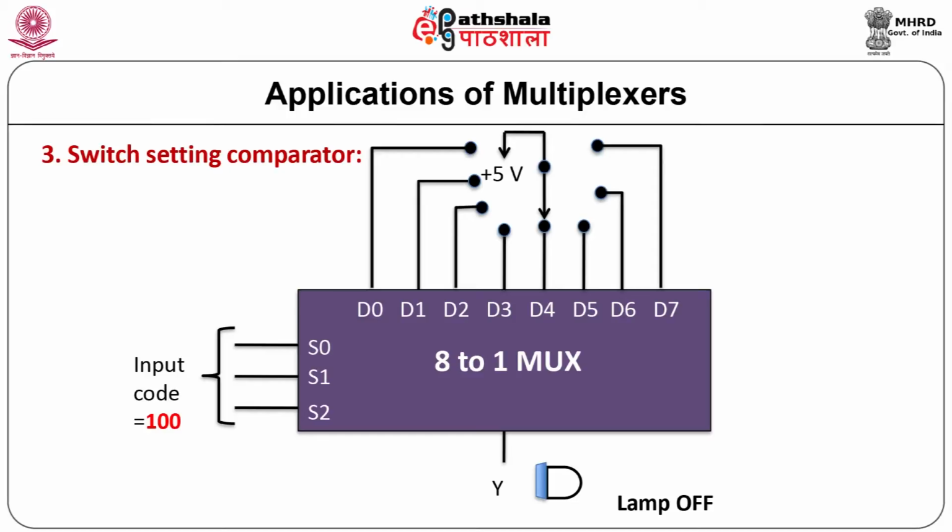When the input code is 1 0 0, then the multiplexer output is 1, thus the lamp is on. This simply indicates your data input D4 is connected to VCC. Naturally, the input code matches with the switch position. Thus, we have a switch setting comparator. When the input code is 1 1 1, the multiplexer output is 0, thereby keeping the lamp off. This indicates any incorrect code will keep the lamp off, and when the input code matches with the switch setting, then the lamp is on.